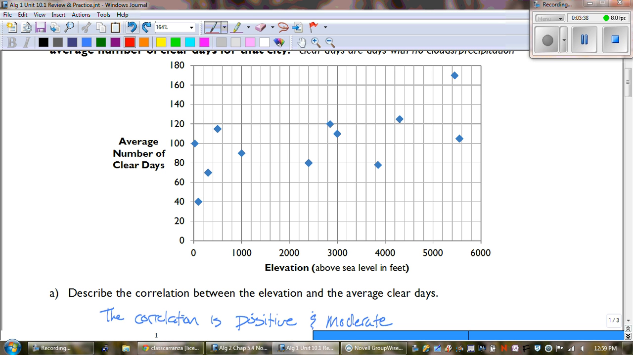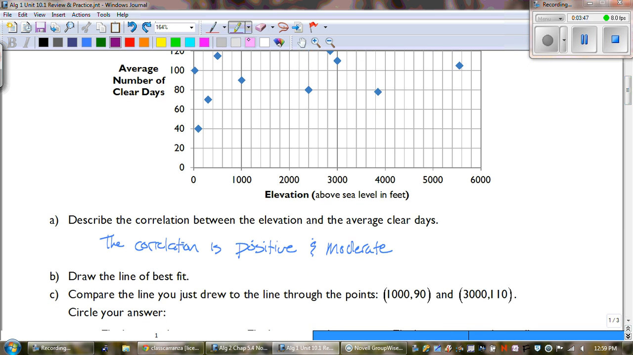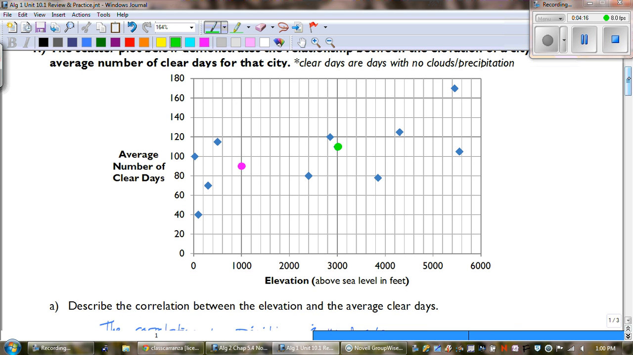Okay, so do you guys have your line? Awesome. Now, I want you to compare that line to my points, okay? I'm going to use the points 1090 and 3110. So let's see, are these points already on here? So 1090, so here's my 1 point that I'm going to use, and I said 3110. So I'm going to draw a line that goes through those 2 points. And let's see how it compares to yours.